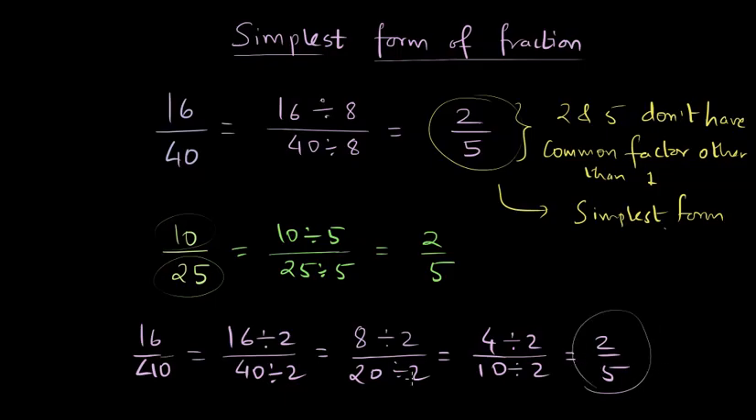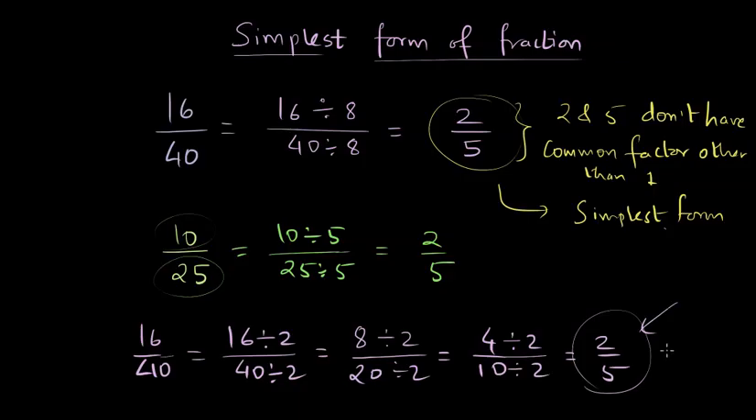So it's all right if you reach the simplest form of fraction after some steps. But if you keep seeing some other factors of numerator and denominator which can divide both of them, then keep on dividing and reach a point where you cannot divide numerator and denominator by any common factor other than 1. And then you arrive at the simplest form.